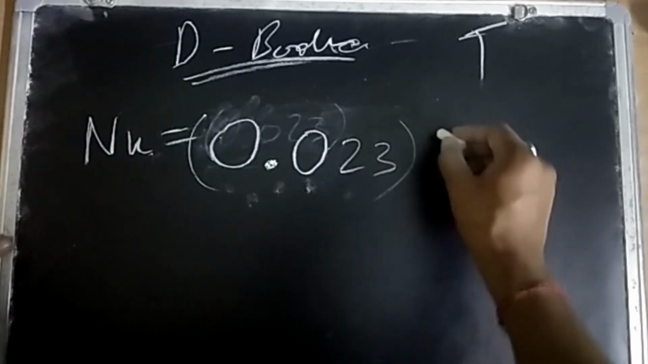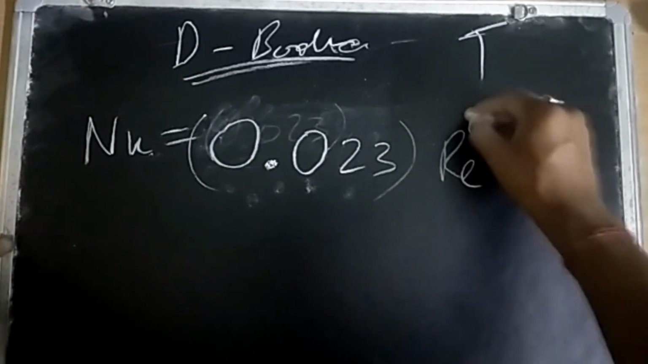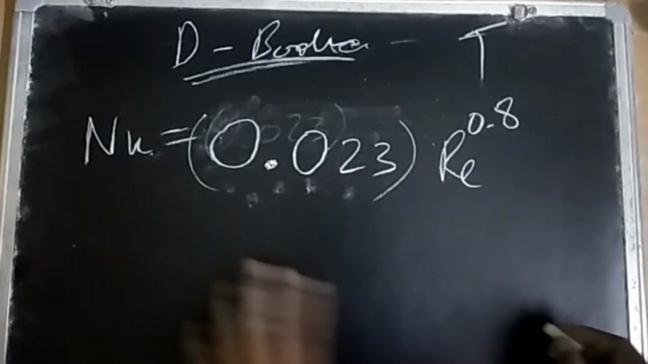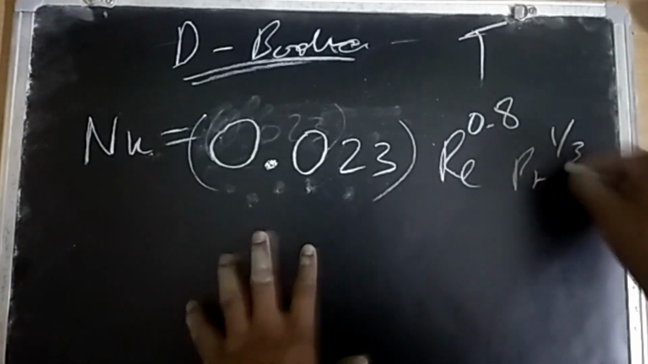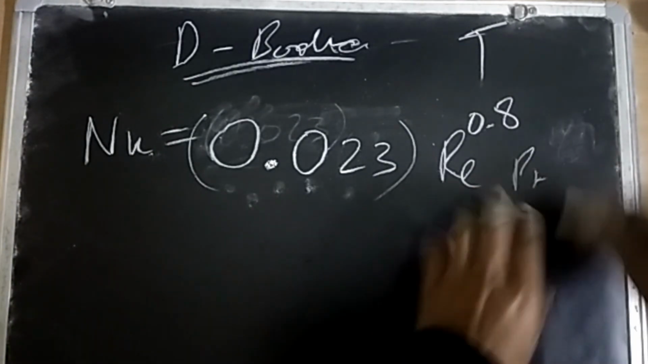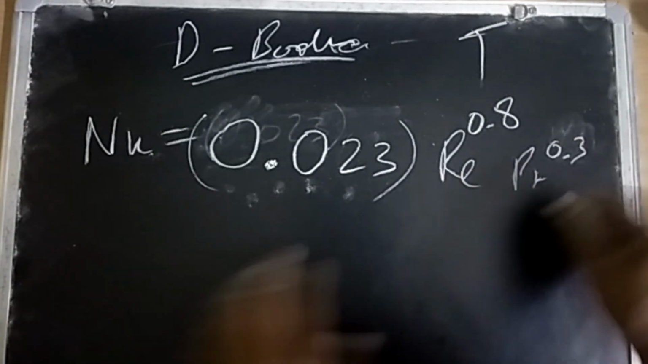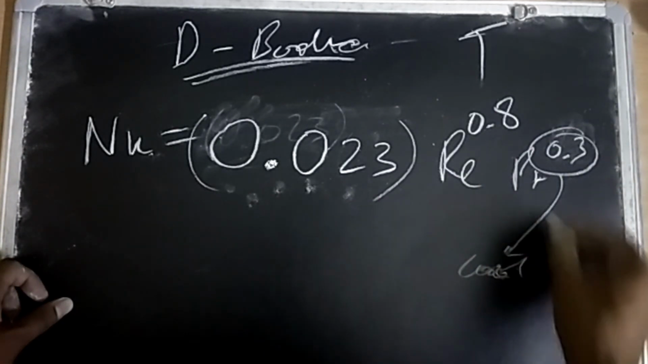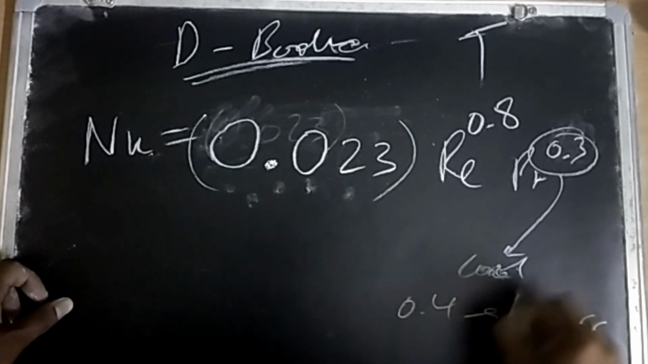Okay, Reynolds to the power 0.8, because these are difficult to remember sometimes. So 0.8, okay, and Prandtl to the power 1 upon 3, not 1 upon 3, it is 0.3 if it is cooling, and 0.4 if it is heating.